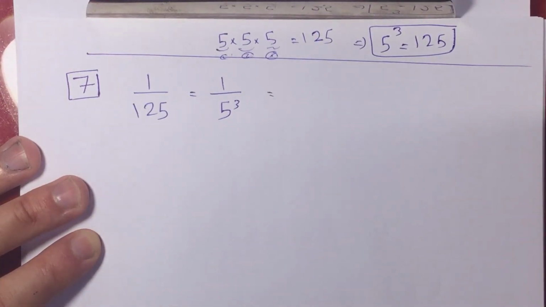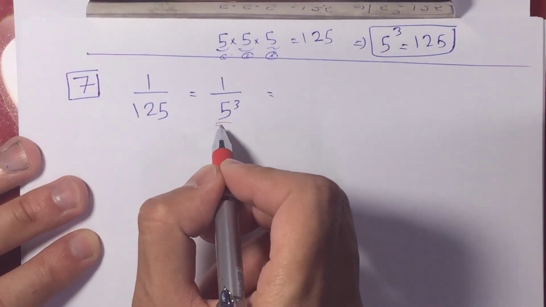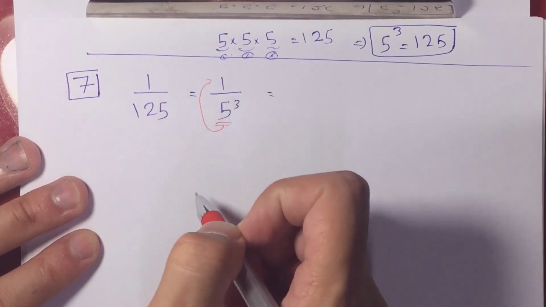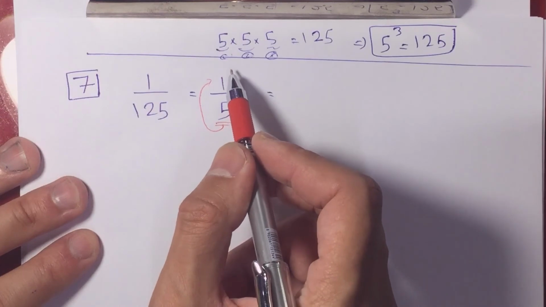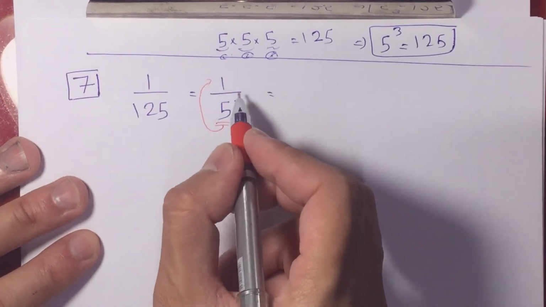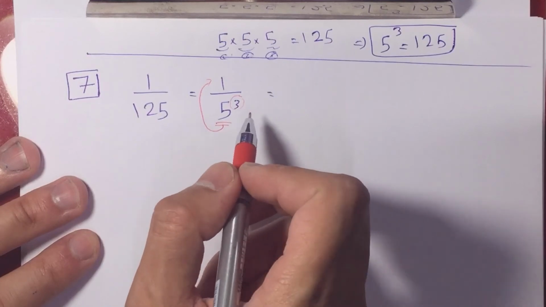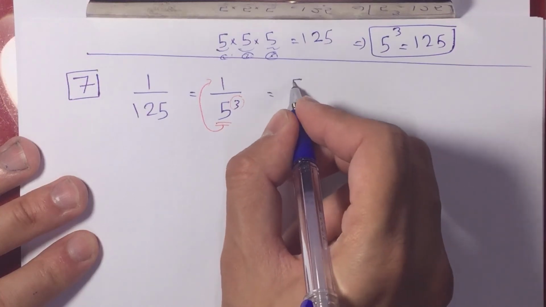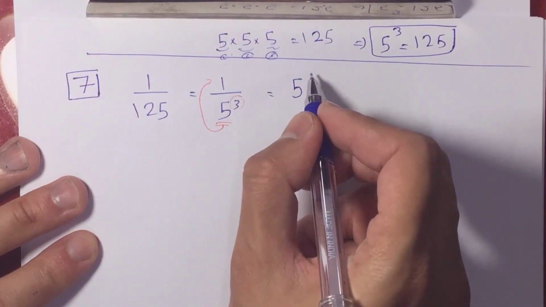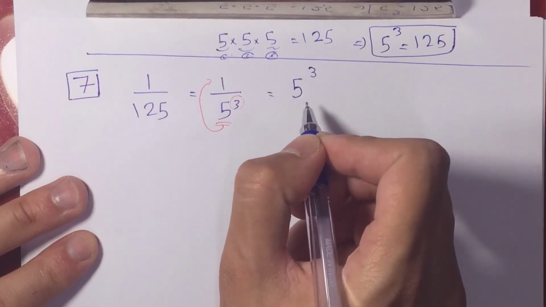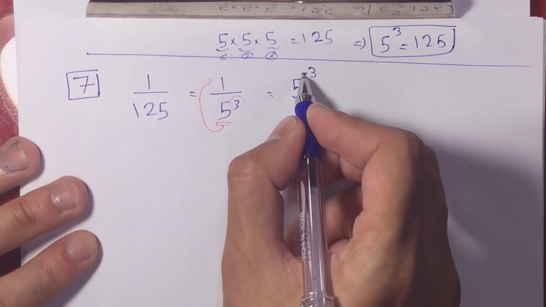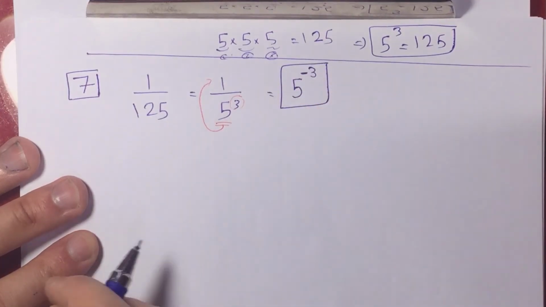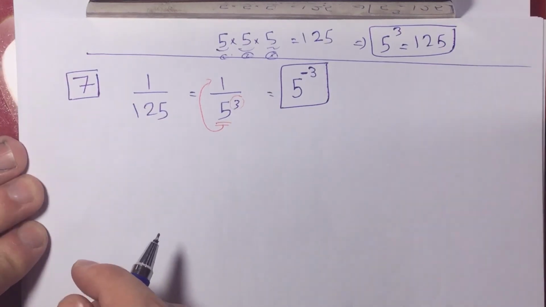The same rule as the previous examples. We just change the place of that factor. If it was in the denominator, change it to the numerator, and if it was in the numerator, move it to the denominator, and then change the sign of the exponent. Do not forget to change the sign. So we move it to the numerator now. It will be equal to 5 to the power of 3? Of course not. We do not forget the negative sign: 5 to the power of negative 3. That's for 7.